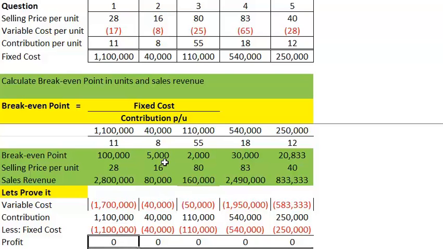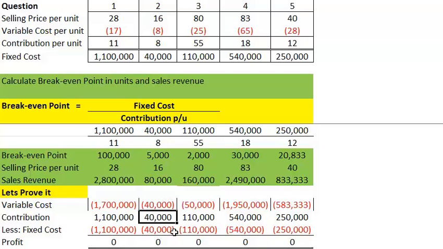Now we will do the same for question 2. Our break-even point is 5,000 units. Selling price per unit is 16 pound. When we multiply 5,000 by 16, we get 80,000 sales revenue. We will multiply 5,000 break-even point by variable cost of 8 pound per unit. We get 40,000.